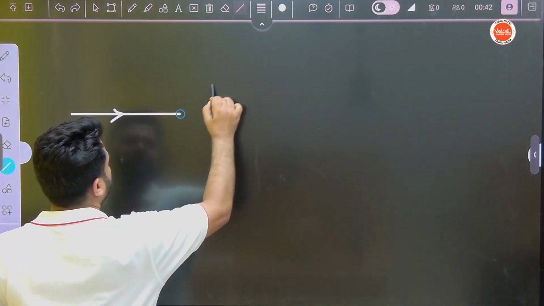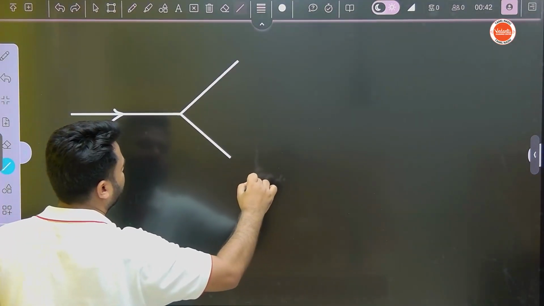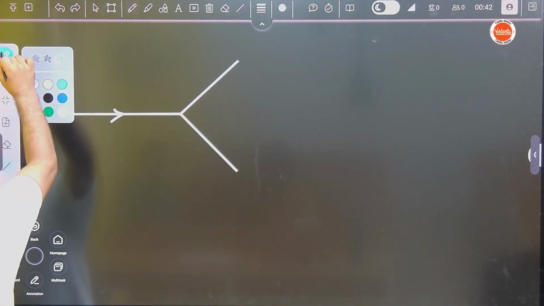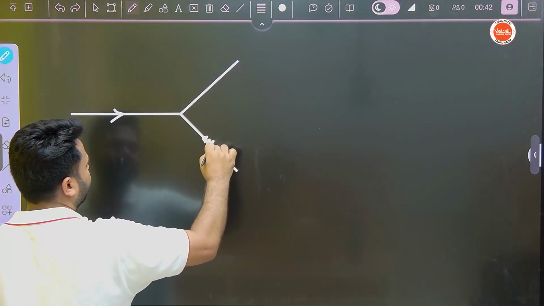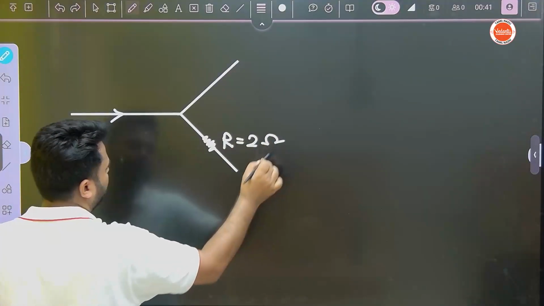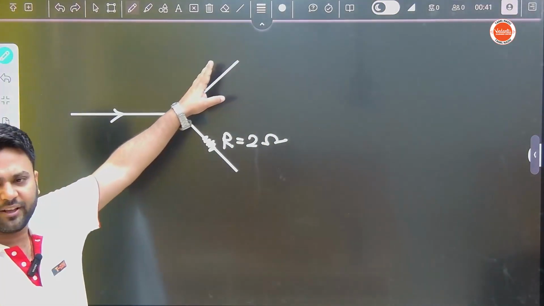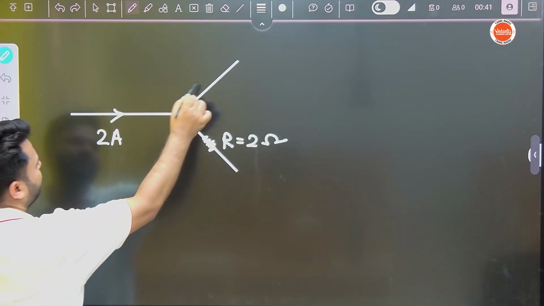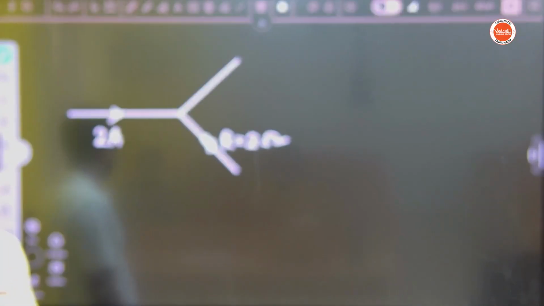It has two paths, one here, one here. Here there is a resistance, suppose 2 ohm, whatever. And here there is just connecting wire. This is just connecting wire. Acha, connecting wire resistance, what we take? 0.